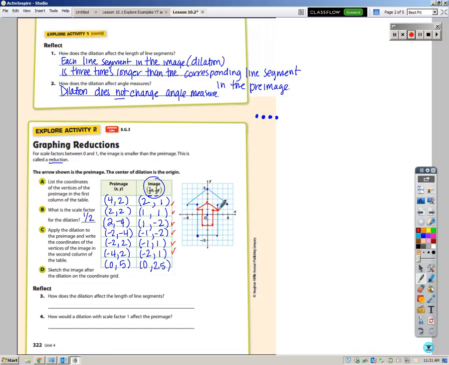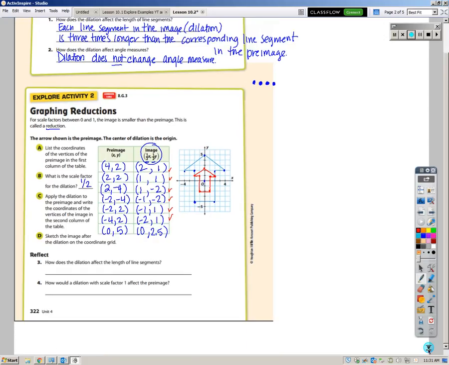So let's take a look at our reflect here, and it is asking us, how does the dilation affect the length of the line segments, right? Well, this is the same as an enlargement, right? It's going to be affected in the same scale factor that we applied to each of our coordinates, right? So each side length is going to be 1/2 of the preimage, right? So the image, that's our dilation, length will be 1/2 the preimage.